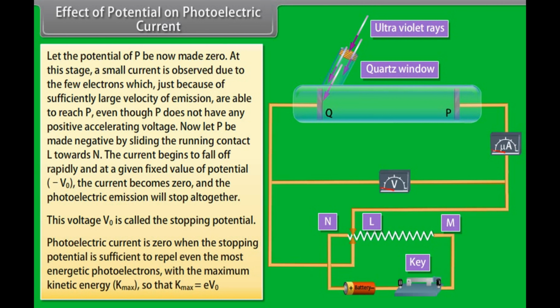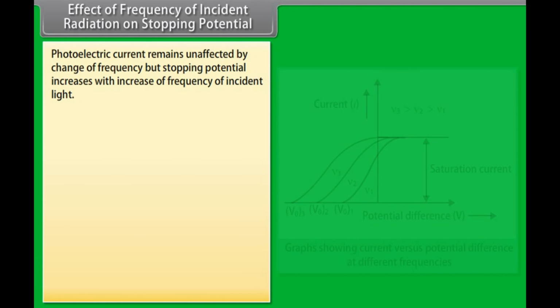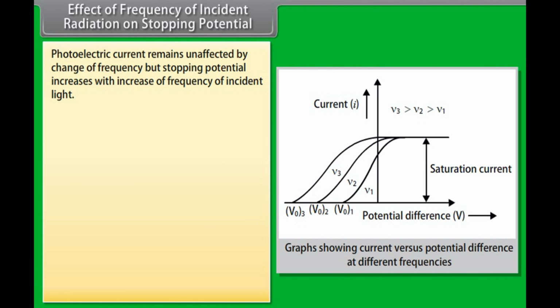Photoelectric current is zero when the stopping potential is sufficient to repel even the most energetic photoelectrons with the maximum kinetic energy, Kmax, so that Kmax is equal to eV0. Effect of frequency of incident radiation on stopping potential. Photoelectric current remains unaffected by change of frequency, but stopping potential increases with increase of frequency of incident light.